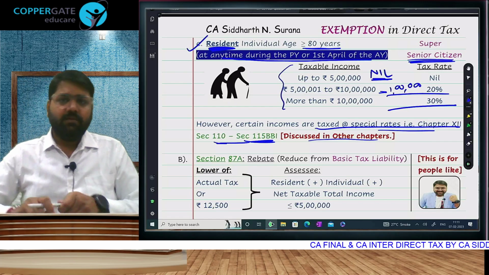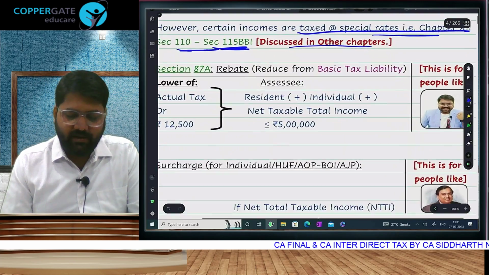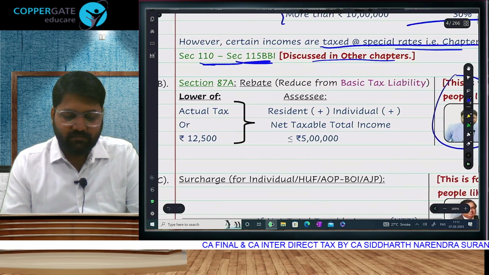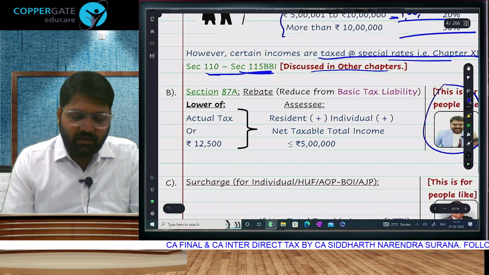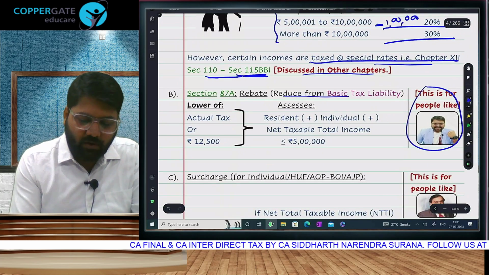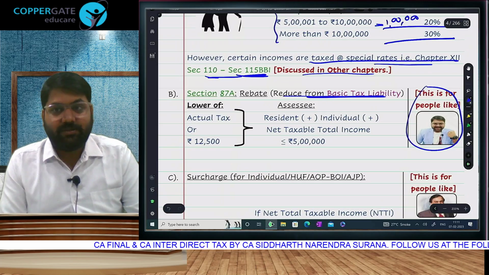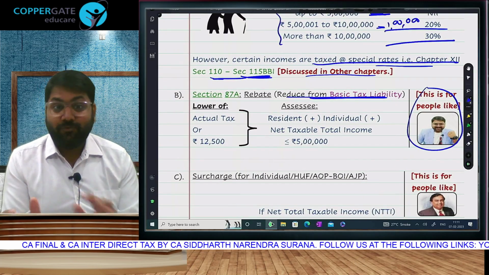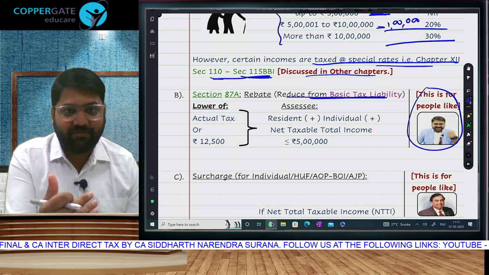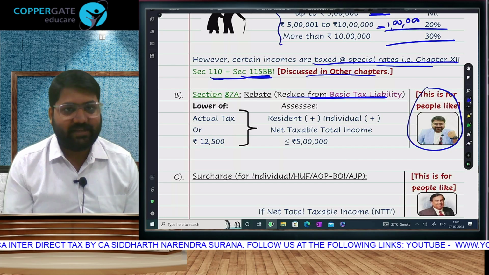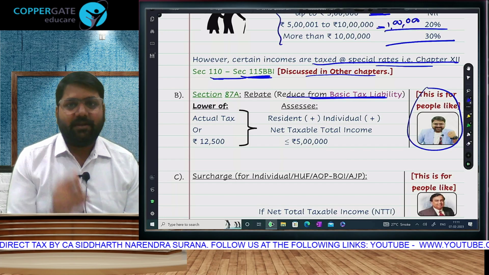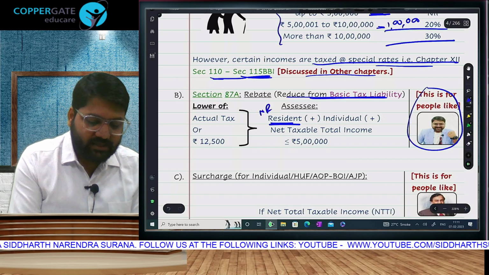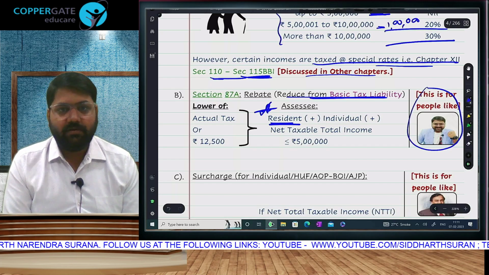First, the concept of rebate. This is for people like, we will give you a reduction from basic tax. Mind you, rebate is not subtracted from income. Rebate will be subtracted from your basic tax liability. So first apply the rates that are taught above, calculate the basic tax, and from that basic tax subtract the rebate. In order to get rebate, the condition is that the assessee has to be a resident. That means, can I say, if the assessee is non-resident, so disqualified from rebate.